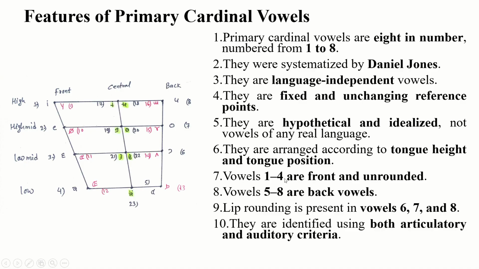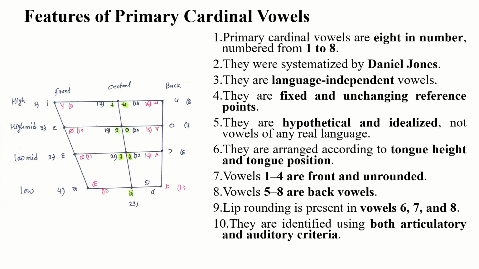Cardinal vowels 1 to 4 are front and unrounded, and cardinal vowels 5 to 8 are back vowels. Out of these four back vowels, lip rounding is present in vowels 6, 7, and 8. It means 6, 7, and 8 are rounded, sorry, and 5 is unrounded.